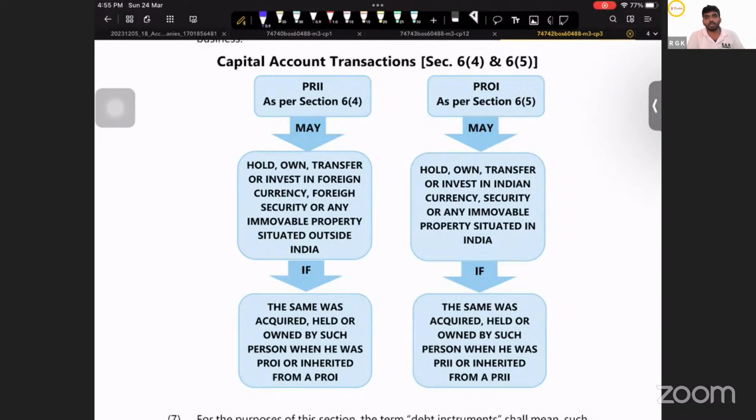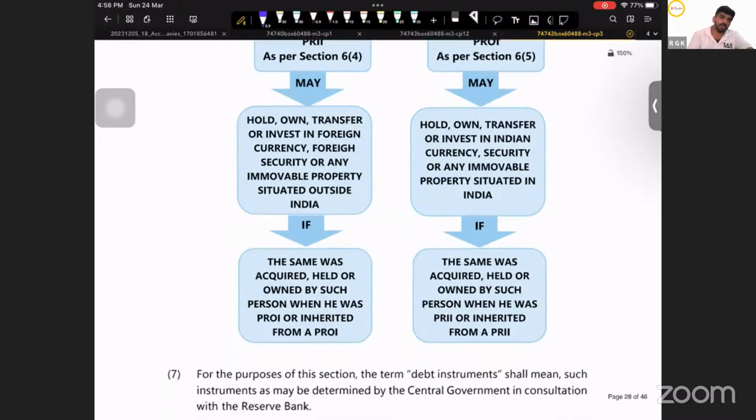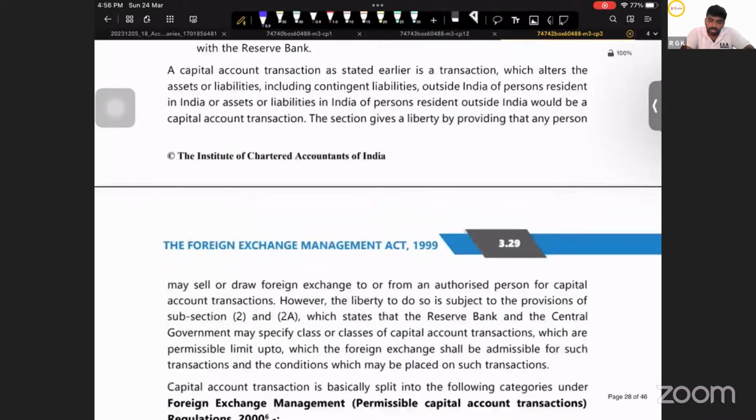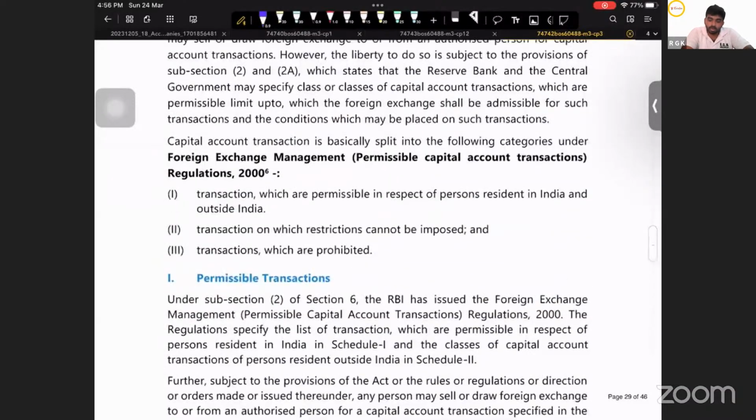Similarly, a person resident outside India may hold, own, transfer, or invest in Indian currency, in Indian securities, or in immovable property situated in India, if the same was acquired, held, or owned by such person when he was a person resident in India, or if it was inherited from a person resident in India. Otherwise, if they want to draw foreign exchange, they should abide by the regulations made.